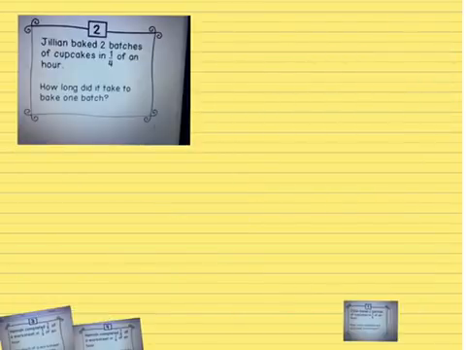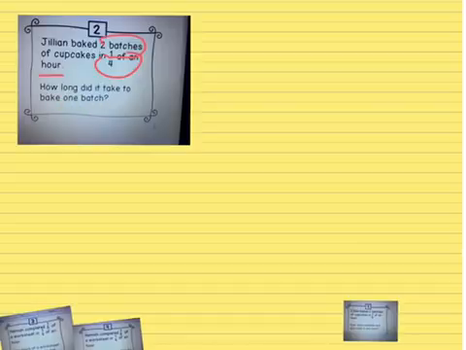All right, problem 2 looks exactly the same, but the question at the bottom is different. So Jillian baked 2 batches of cupcakes in 1/4 of an hour. So again, we have batches, 2 batches of cupcakes in 1/4 of an hour. I know that's messy, but you circle it on yours and you can do a neater job. So the question, though, is how long did it take to bake 1 batch? So I know the unit rate I'm finding is batches because it says 1 batch.